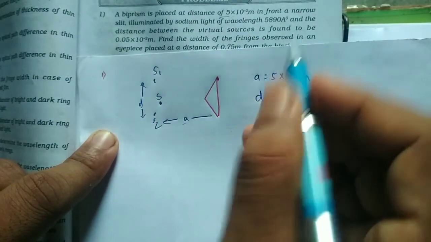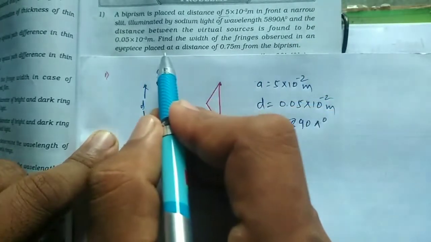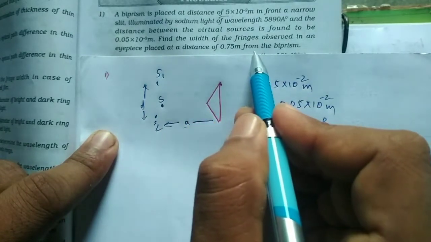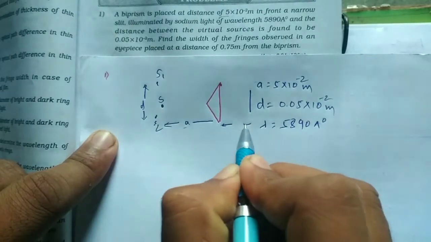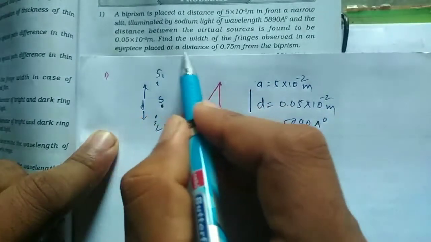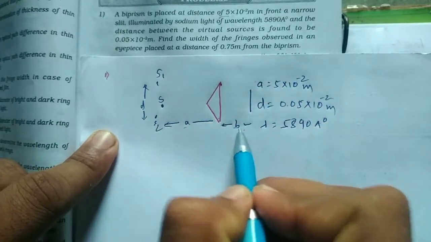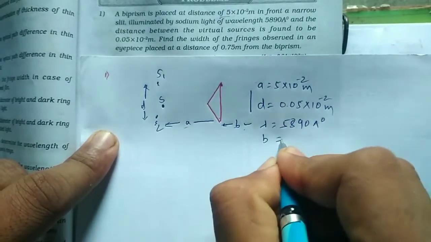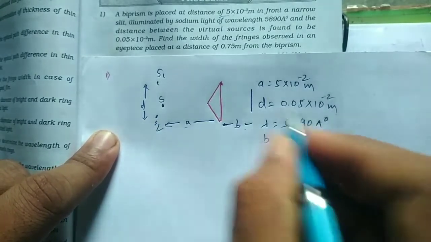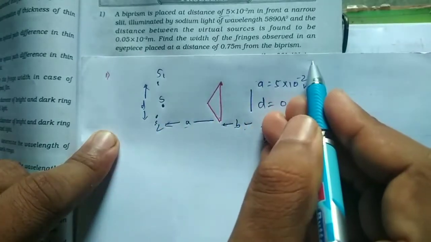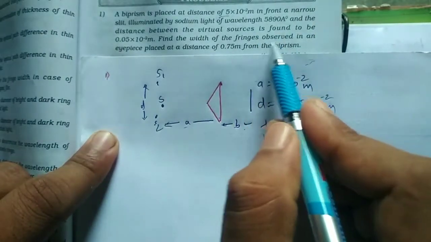Here you have to find the width of the fringes observed in an eyepiece placed at a distance of 0.75 meter from the biprism. The distance between the biprism and the eyepiece is b. So b is 0.75 meter. These are the given data of this problem. What they asked is the fringe width.